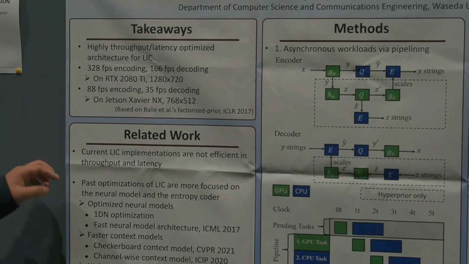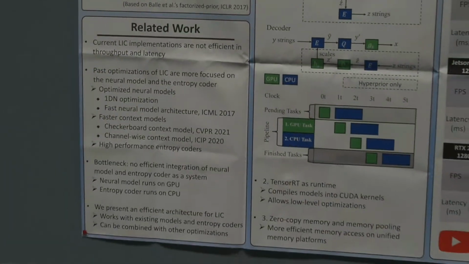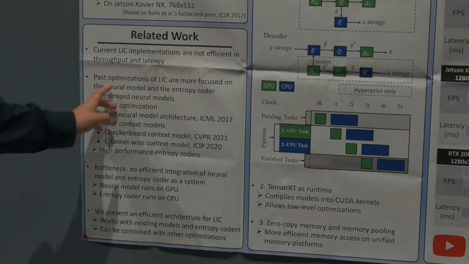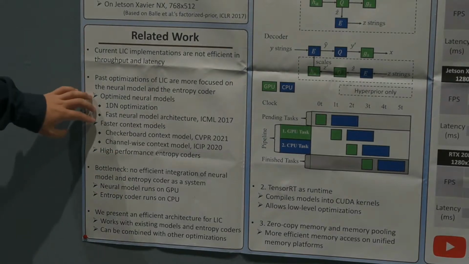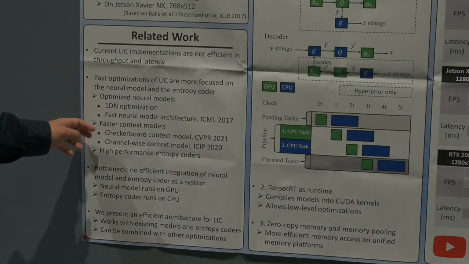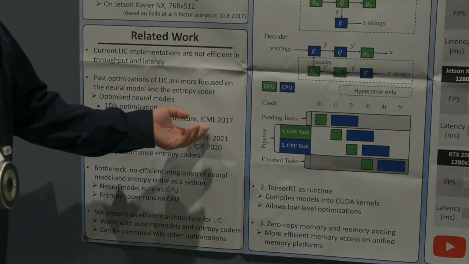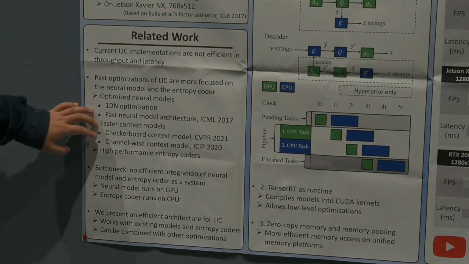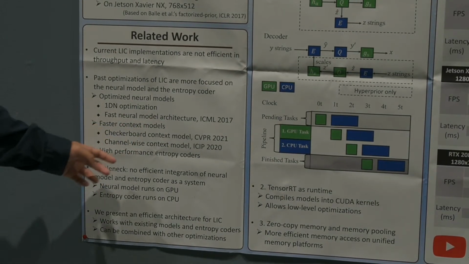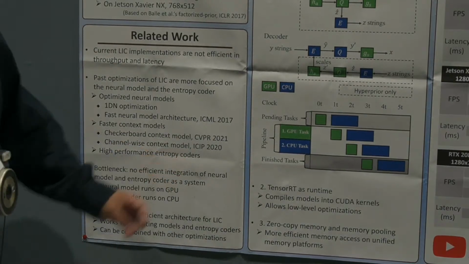And about the related work, the current implementations are not very efficient in throughput and latency because the past optimizations are more focused on the neural model and the entropy coder. Like the 1DN optimization, I think this is a Google paper, and there are some faster neural model architectures presented in some other works. And there are also faster context models like the checkerboard, which is a last year paper, and channel-wise context model. And there are also works like high-performance entropy coders.